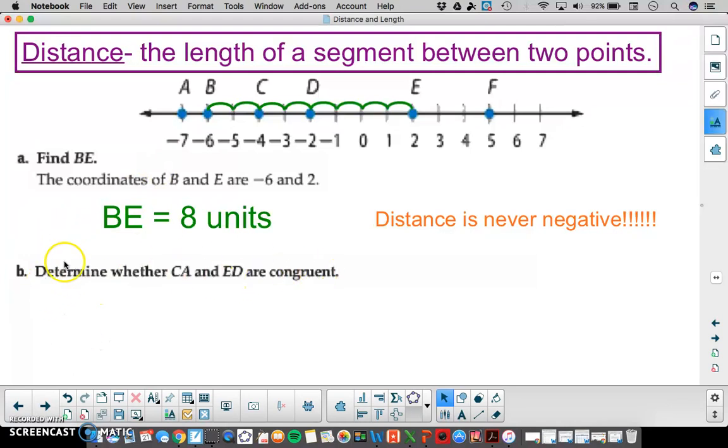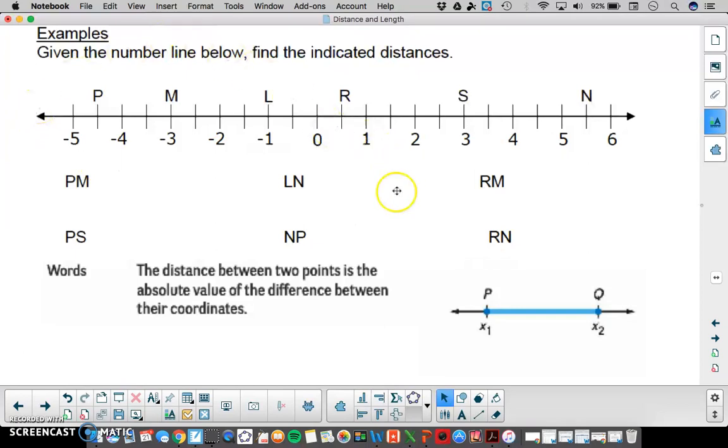Now I want you to determine whether the measure of CA and the measure of ED are equal to therefore make the segments congruent. Next, I want you to do these examples on the number line. You have the coordinates for P, M, L, R, S, and N, and you're finding the length of the segments indicated below. I also want you to think about this example with P and Q here, where we have coordinates of x1 and x2. Can you derive a formula using the coordinates?